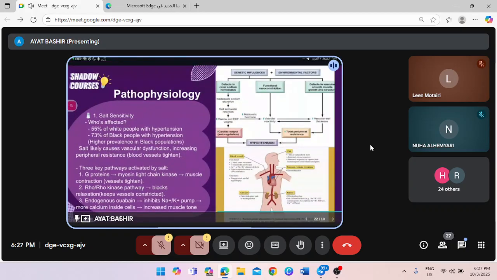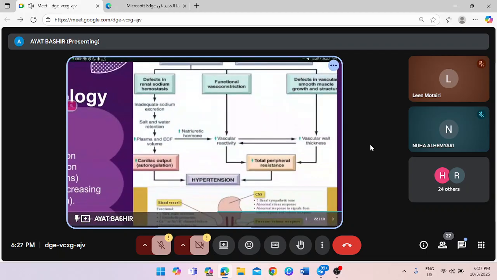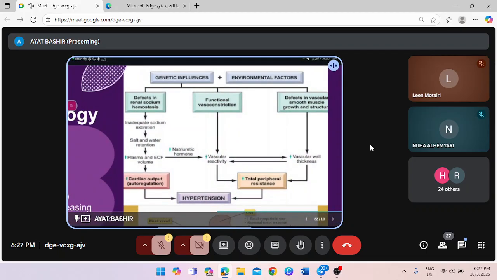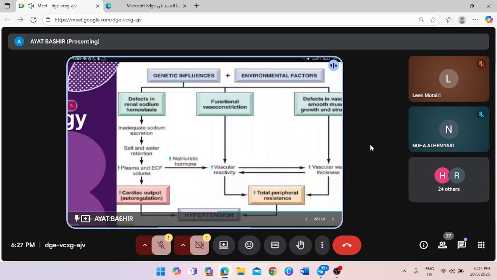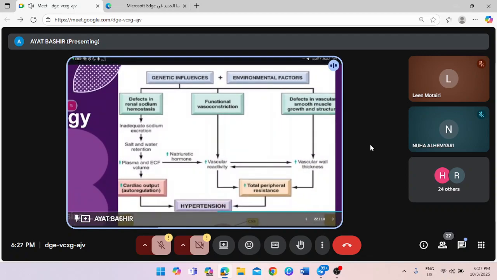Okay, here in this picture you can see mainly it's by genetic influence. It may affect renal sodium homeostasis. So there is inadequate sodium excretion, so the sodium will stay in the blood, and this salt and water retention will increase and give a high volume of extracellular fluid. So this will increase the cardiac output, and it goes beyond autoregulation, so we get high blood pressure, that is hypertension.